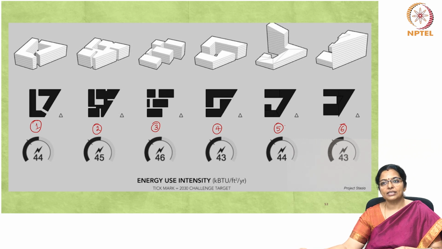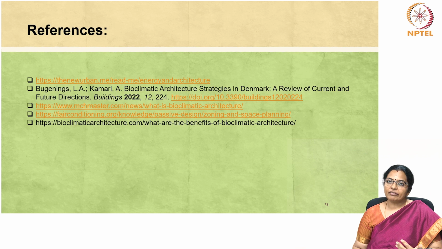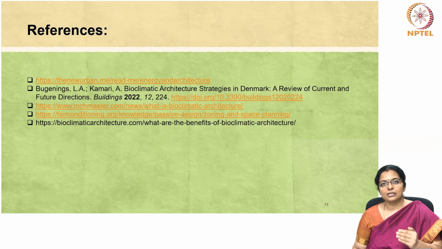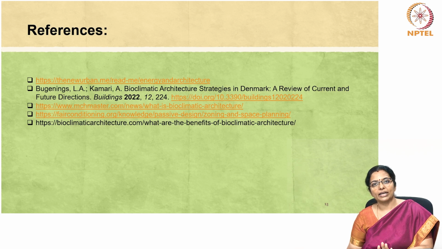We will stop this class with this slide today and we will continue in the next class. In this class, we saw what are the passive cooling systems, what are the passive heating systems, what are the systems through which heat is trapped, what are the systems through which heat is disseminated, and also the same thing we saw for passive cooling. In the next class, we will continue with another interesting topic on bioclimatic architecture.